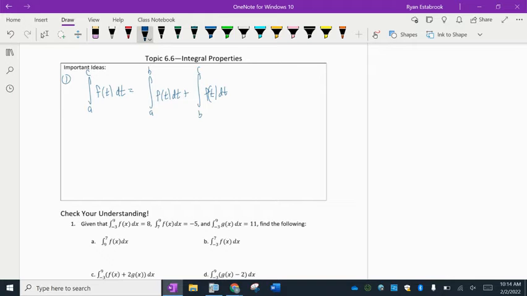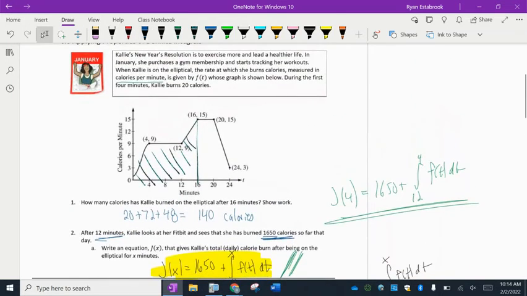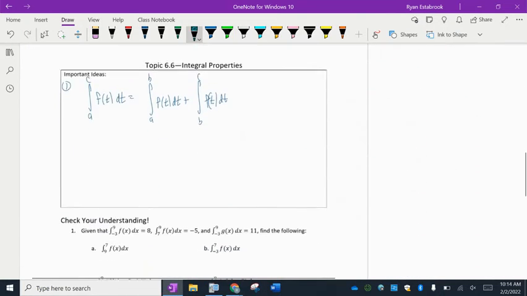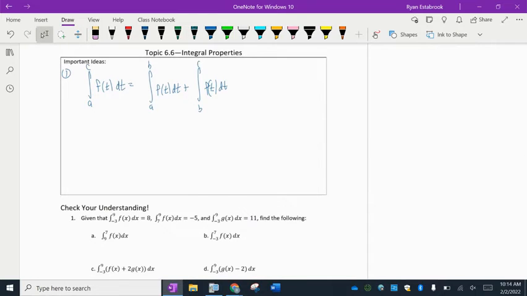What does this mean? If I want to know the area under the curve going from this x value to the x value of 16, I could find the area under the curve from 4 to 12, and then 12 to 16, and then add them together. So I can break it up into different regions. And really, it doesn't even matter if a is less than b is less than c. They could be in any order left to right, because if the upper bound is smaller than the lower bound, we would just be going backwards, so it would be a negative then.